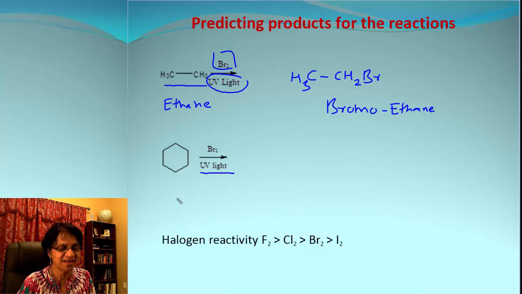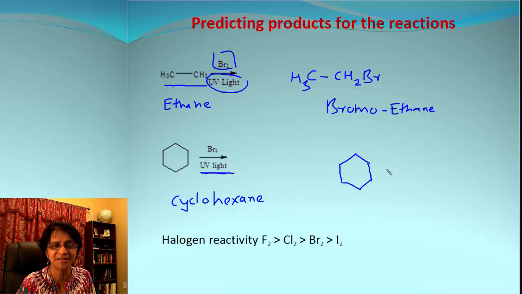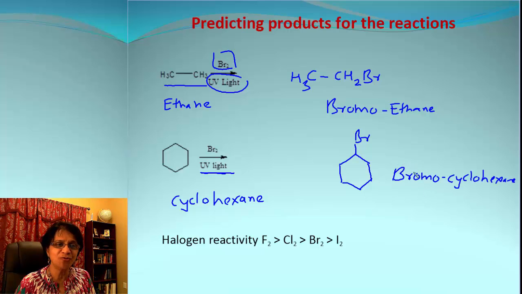Let's look at the next example. We have a cyclic alkane here and it has 6 carbon atoms. So it will be called cyclohexane. And under UV light and bromine it is going to undergo a radical bromination reaction. And all carbon atoms here will be almost identical. So we can put that bromine at any position. And the compound will be named bromocyclohexane. So radical reactions are pretty interesting, right?